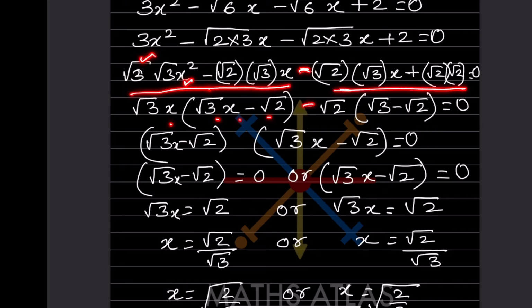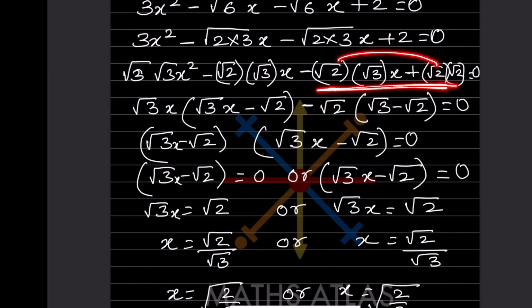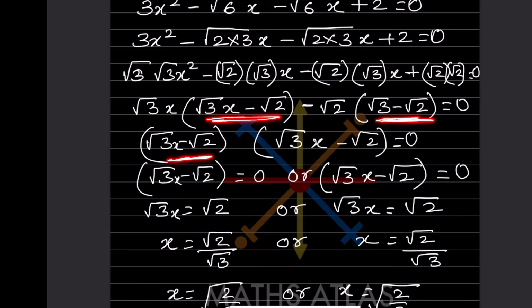And now this is minus, so minus here. In the second part, what you can see, this is common. So you will write your root 2. So remaining is this part. Here why did I write minus? Because this is plus. Minus and minus becomes plus, which is equal to 0. So now you can see the brackets, both are the same. So you'll write it only once. This is out of the bracket.